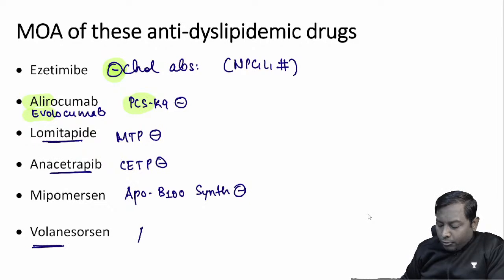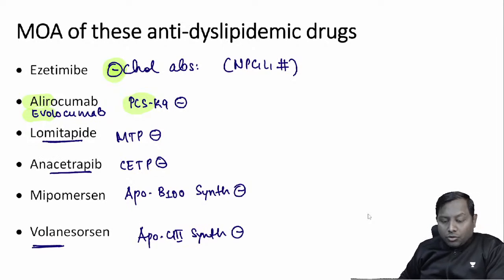Volanesorsen, they are the ApoC3 synthesis inhibitor. ApoC3 synthesis inhibitor, that is your Volanesorsen. Quick, simple, clear.